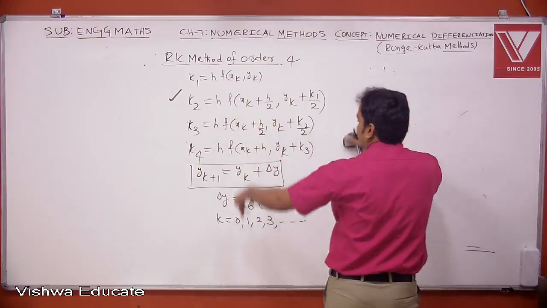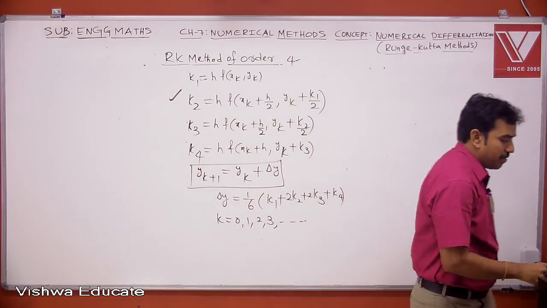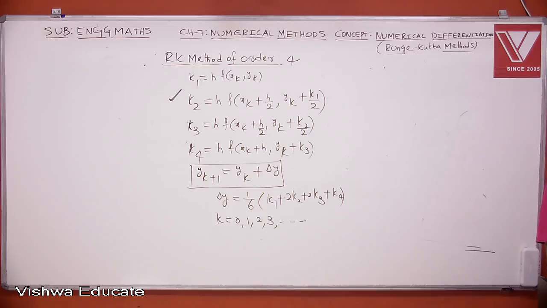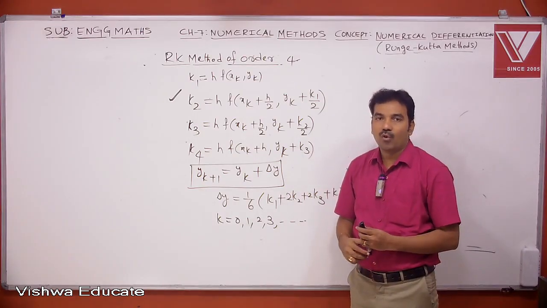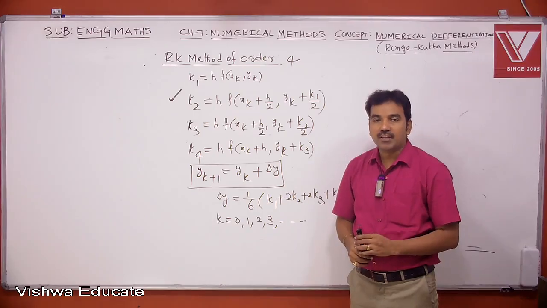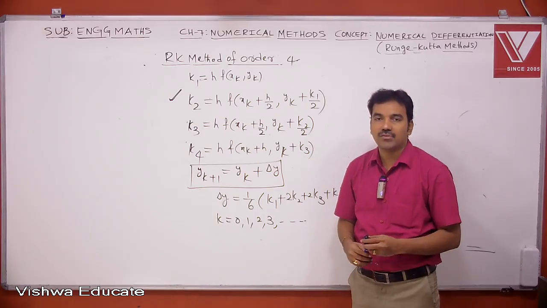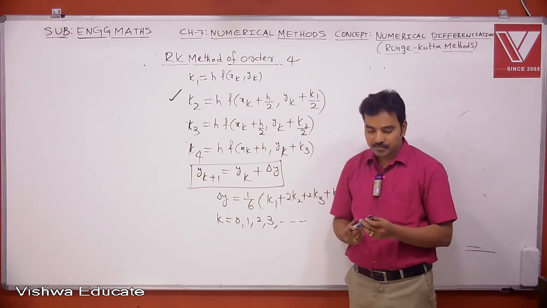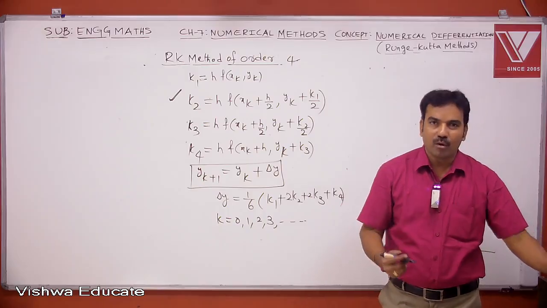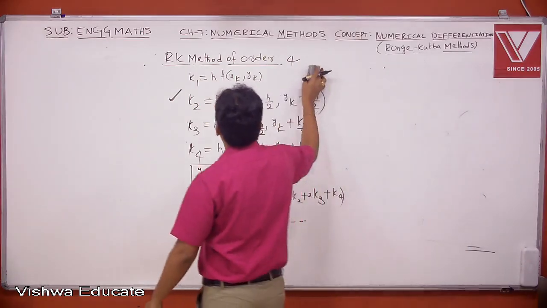Now note all these points. Note, every iteration requires 4 values, k1, comma k2, comma k3 and k4, right? Now let us handle 1 or 2 problems based on these RK methods.